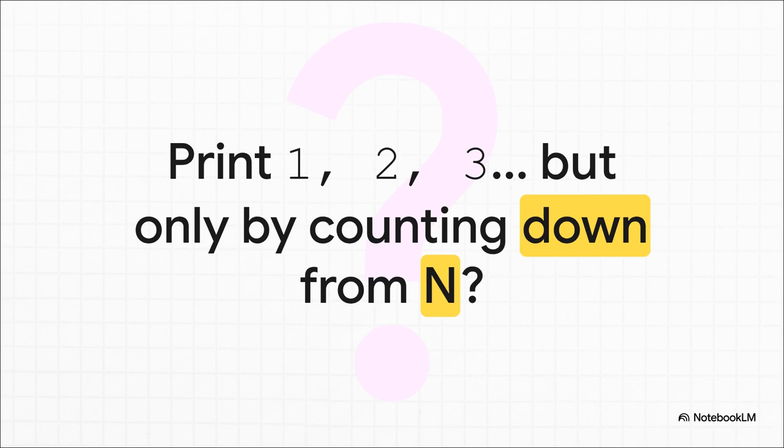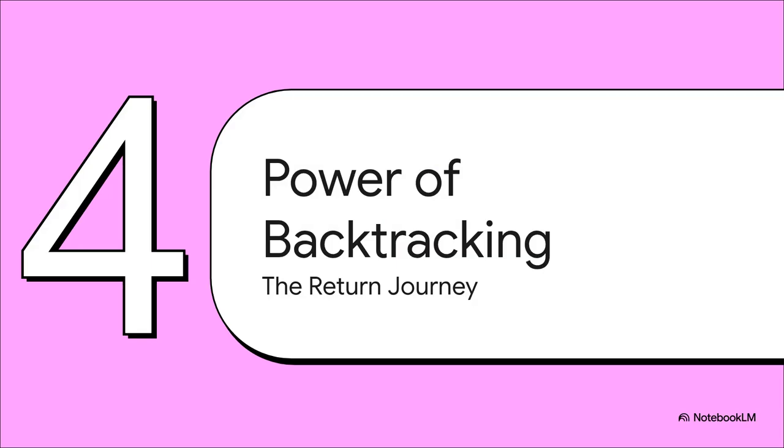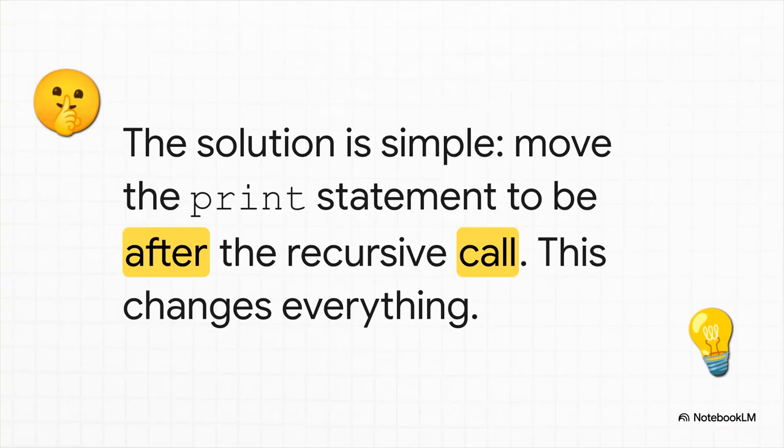It feels like we're being forced to do our work in the completely wrong order. This is where we unlock a whole new level of thinking about this stuff. The solution lies in a really neat concept called backtracking. You see, so far, we've only focused on the work getting done as the functions are called, on the journey down. But the real magic can also happen when the functions are returning, on the journey back up the call stack.